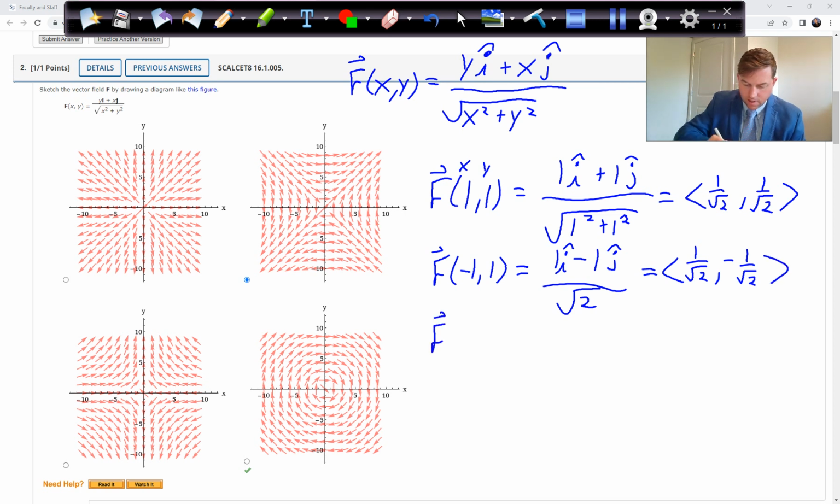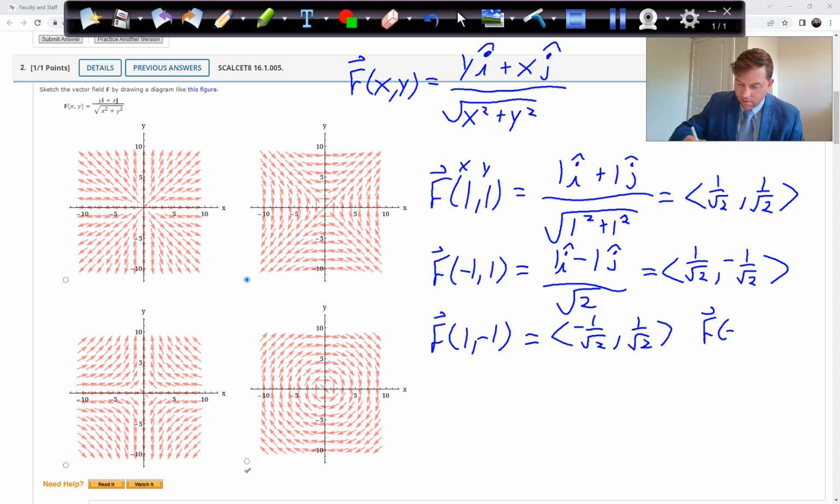And then we can pick 1, minus 1, and that's going to be very similar. I'm just going to jump to it. You're going to get -1 over root 2 and +1 over root 2. And then the last one I believe I picked was both negative. And we should get, in that case, both of these terms negative. -1 over root 2, -1 over root 2.